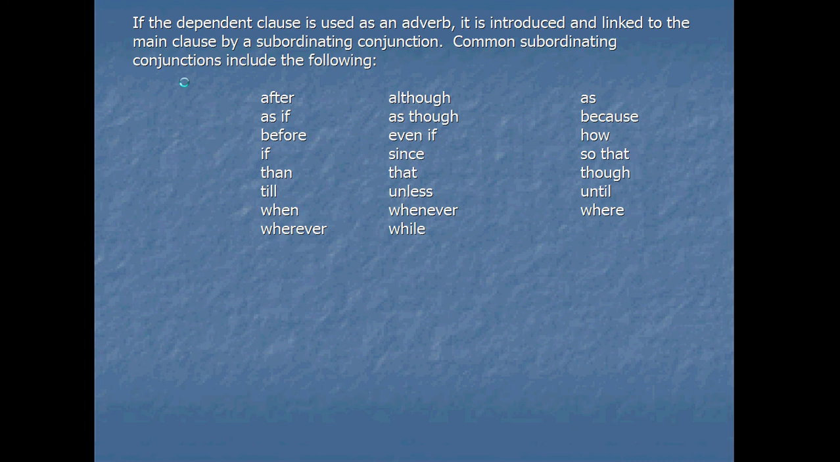Next we have, if the dependent clause is used as an adverb clause, it is introduced and linked to the main clause by a subordinating conjunction. Some common subordinating conjunctions include the following. I'm not going to name all of those, but again, you need to have those memorized so that you can quickly pick if your dependent clause is an adverb clause.